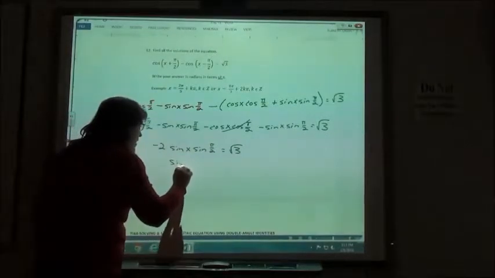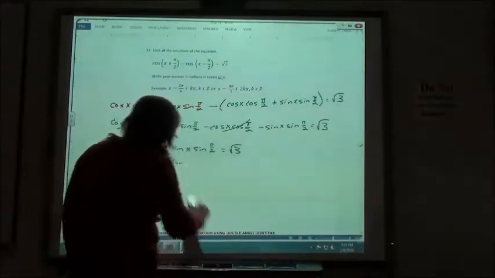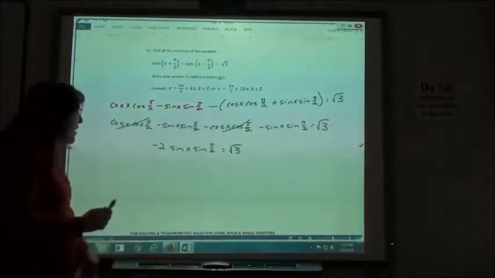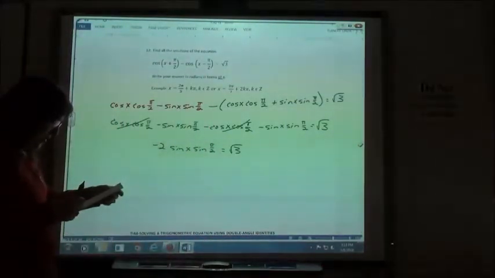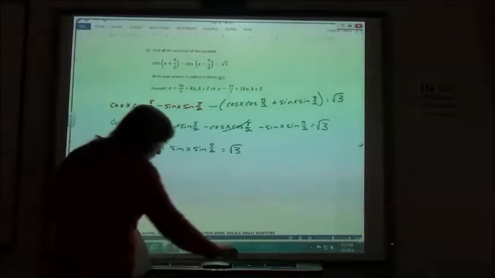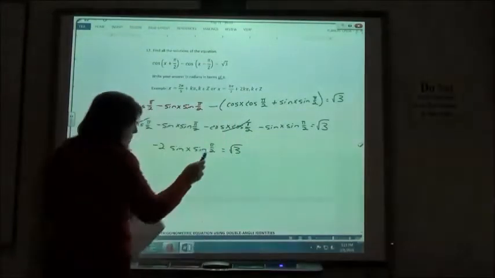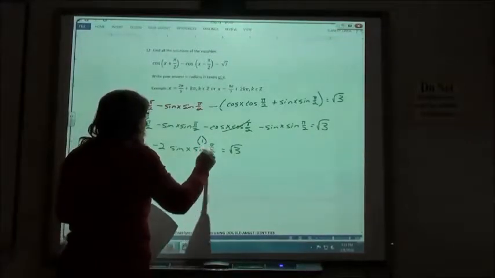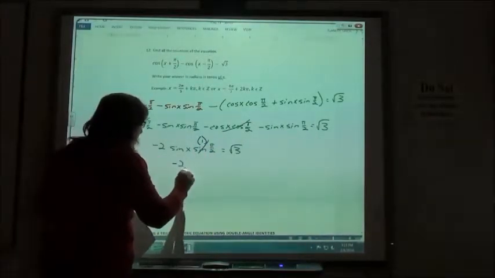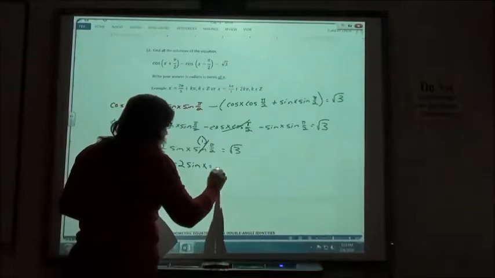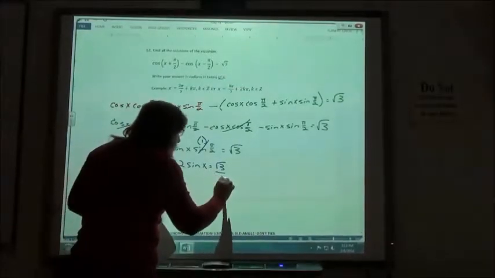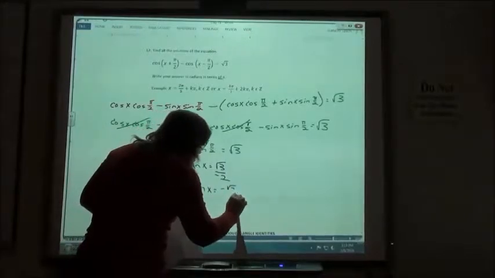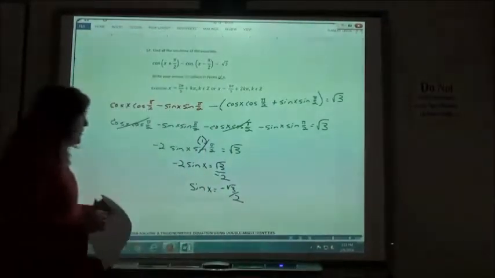So sine of, whoops, before I do that, I was going to divide, but I might as well substitute in first. What is the sine of pi over 2? Sine of pi over 2 is 1. So looking that up on my table, sine of pi over 2 is equal to 1. You can cancel that out then. Negative 2 sine of x equals square root of 3. Dividing by our negative 2, sine of x equals negative square root of 3 over 2 then.